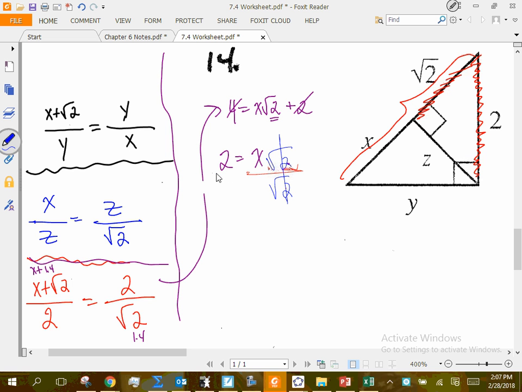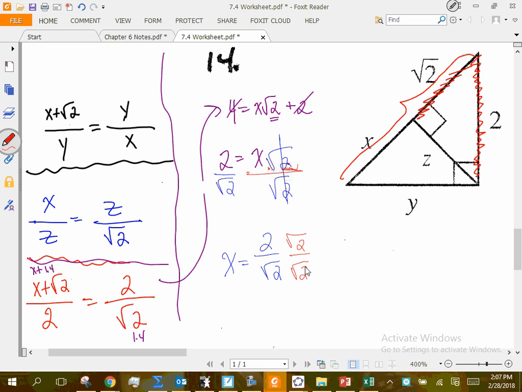Cancels. Come over here. Divide by radical 2. So now x ends up being 2 over radical 2. What's the problem there? You can't have a radical in the bottom. Okay, so what do I multiply by? Radical 2 over radical 2.